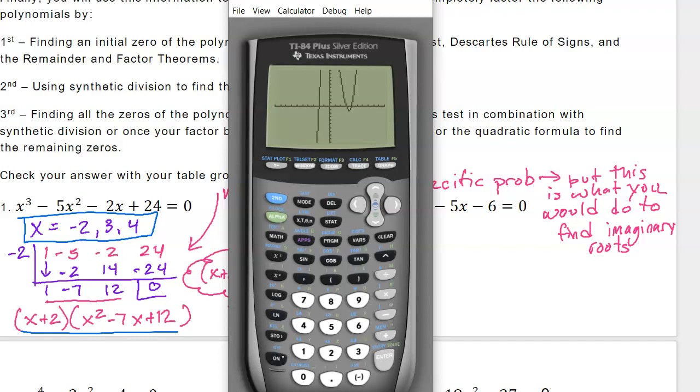Now, you will not always get whole numbers. This does not mean that, oh my gosh, you have imaginary roots, right? You can have fraction zeros. That's perfectly fine. And in fact, on your homework, you will end up with fraction roots. So I want to show you what you do in that case. And then that'll be the last thing to do for today, and then we're done.